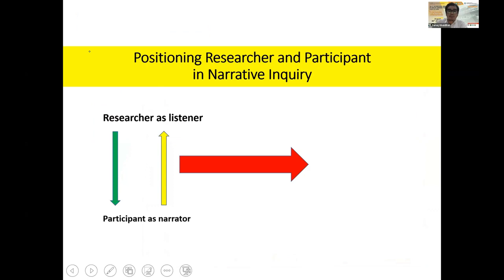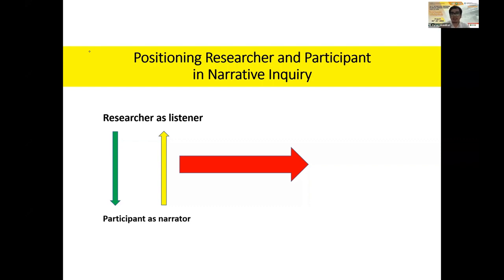All right, now we go with the next slide. So after I explain the concepts and the design, which focuses on the definitions of narrative inquiry and also how each type of narrative inquiry is used, now I'd like to go with this one. The role of the researcher and the participant.